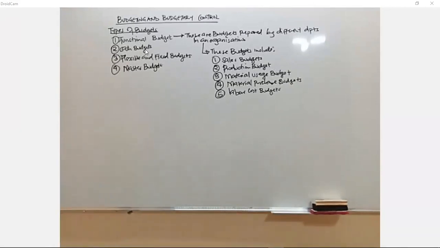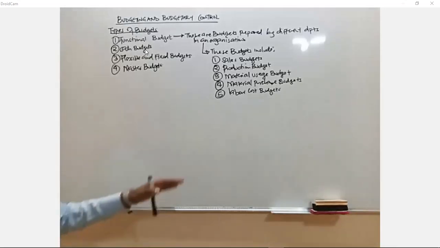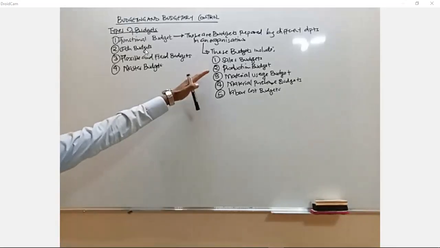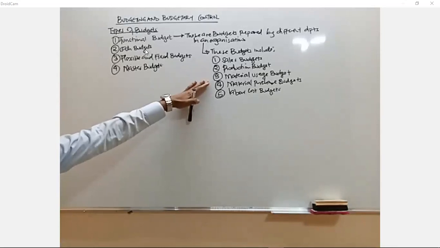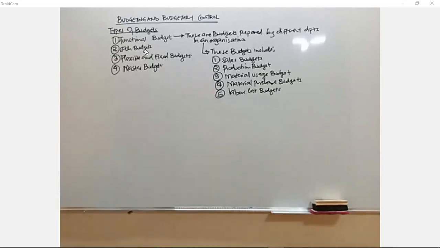Thank you. Let us continue. We were discussing these types of budgets, and we have already analyzed the functional budgets, where we talked about some of the budgets which are normally prepared by the departments within the organizations. I have said they normally include the sales budget, production, material usage, material purchase, and the labor costs, among other types of budgets.